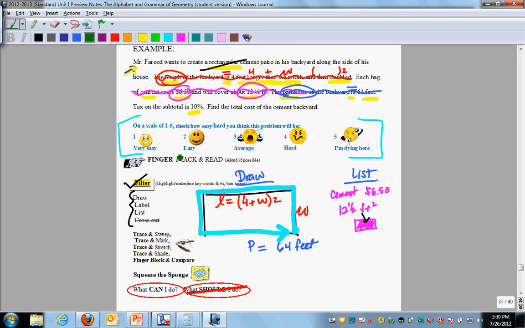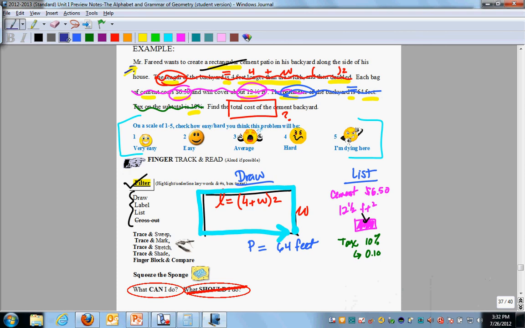We have another piece of information. Tax is 10%. That's not on the diagram, so we just simply put that in the margin. Always translate percents to decimals. 10% is 0.10. Find the total cost. So that is your ultimate goal. So we're going to box it and put a giant question mark there. When you're done starting a word problem, your original paragraph should be mutilated, literally mutilated.